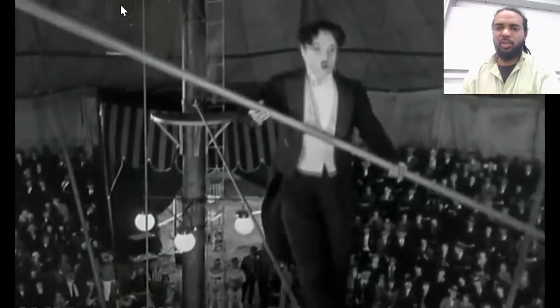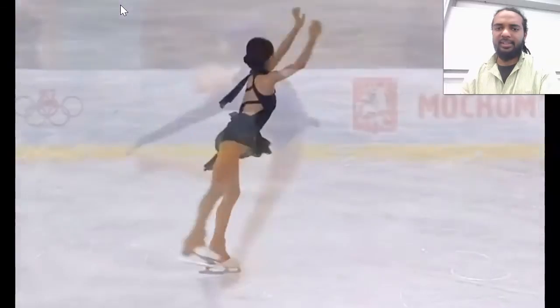What do a tightrope walker, an ice skater, and a yo-yo have in common? RasCas here. I'm going to talk to you about rotational inertia and conservation of angular momentum.